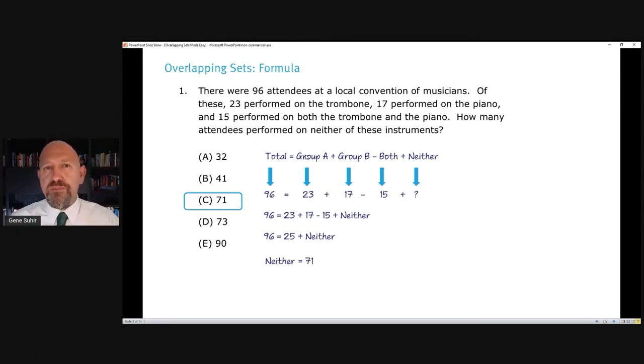But now what about the people that have raised their hands twice, the ones that play trombone and play piano? You have now double counted them. So what you've got to do now is remove them from your count once. And that's where the minus both comes from. Then what about the people that didn't raise their hands at all because they don't play trombone, they don't play piano? You still have to count them. They're still musicians. So that's where the plus neither comes from.